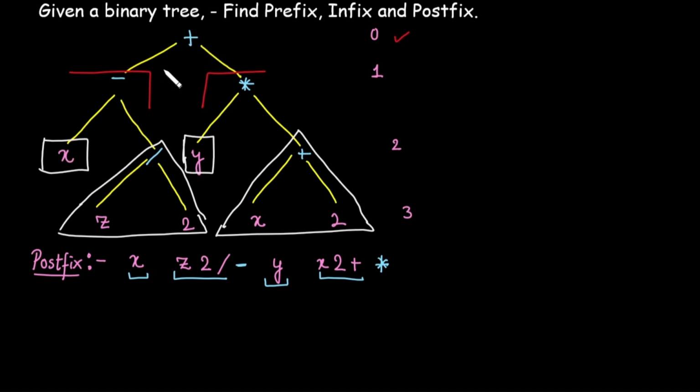Apply the same concept. First visit the left side, and on the left side we have this traversal. On the right side this traversal, and at last the root. So this is the final postfix form of this binary tree. Remember that whenever we are working with expressions, we always have an ordered binary tree. Binary tree means exactly two children for each and every internal vertex.